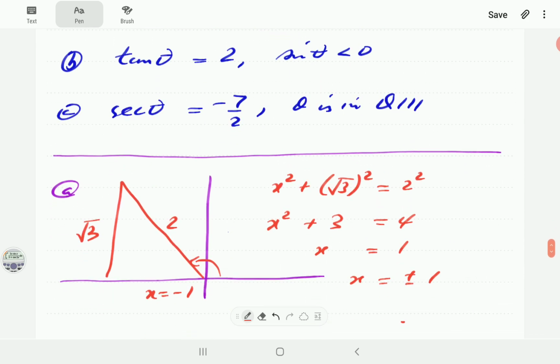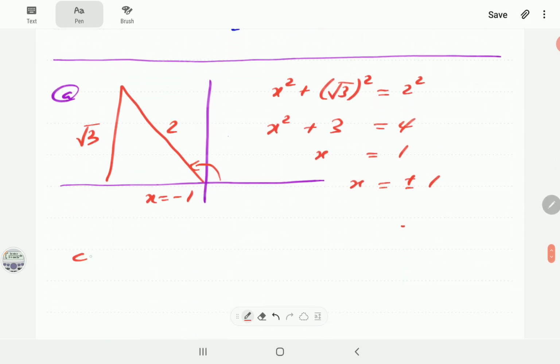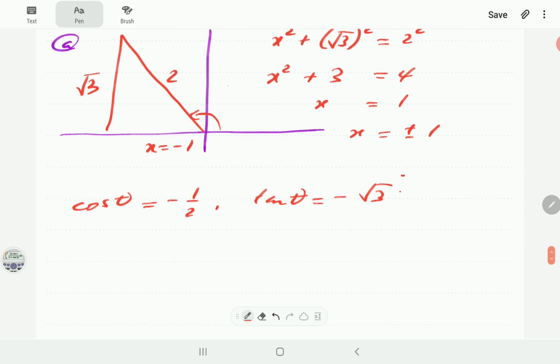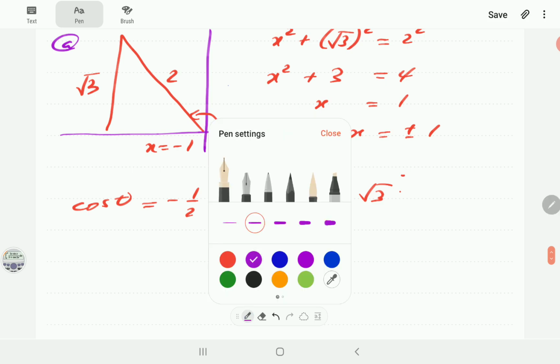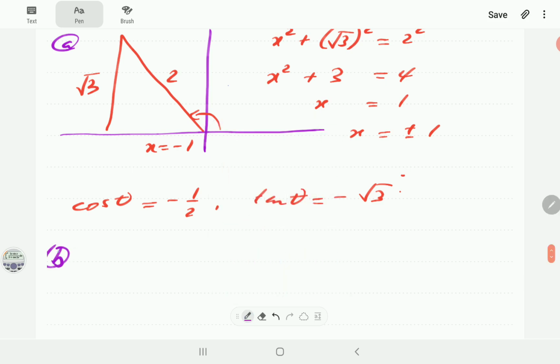Okay, so we've got sine, so we just need to write the cosine and the tangent. So cosine is going to be minus half, and tangent is also going to be negative root 3. Okay, then in question B, we have that tangent theta is equal to 2 and sine theta is negative.